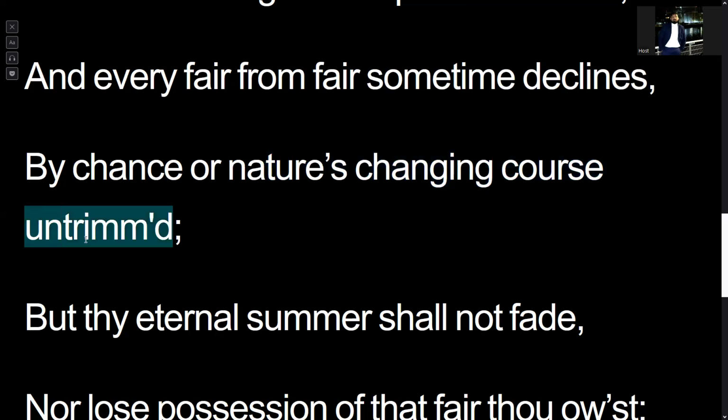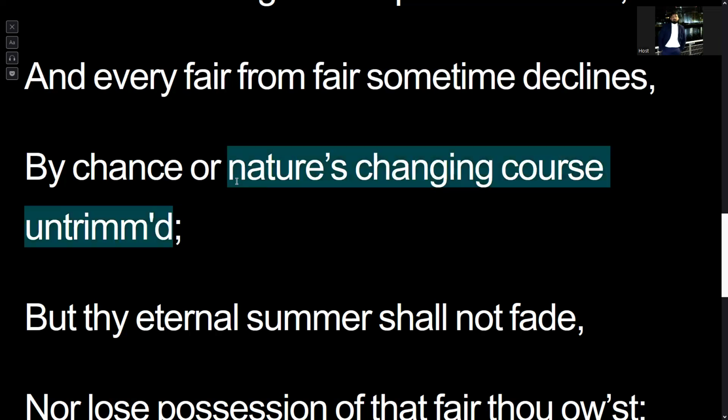Okay, untrimmed here. This is a naval, a seafaring type of word. It basically means when the boat loses control. Okay, when the boat loses control, it means that nature is always changing and you can't control it. You can't stop the water from changing. You can't stop anything from changing except your own virtue, your own actions, your own goodness, basically. Everything else is going to change. Your hair is going to change, your skin, everything else is going to change.